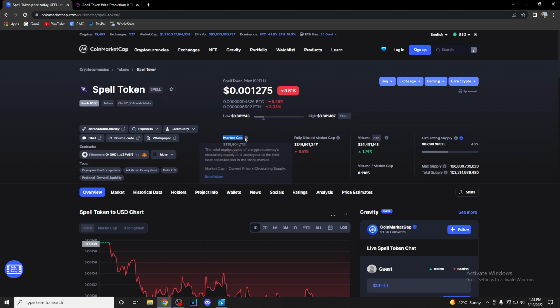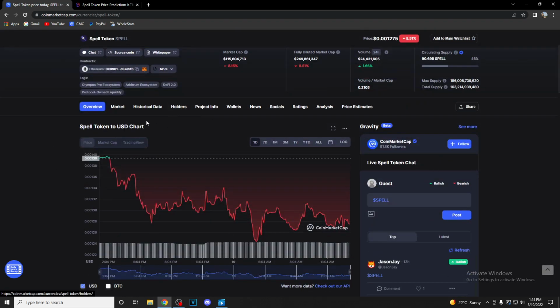But first, let's take a look at the market cap. As you can see, $115,604,713 is the current market cap of Spell Token, and it is down by 8.15%. Then we are having volume, which is luckily up by 1.74%, sitting at $24,451,148. So guys, basically, one key feature of Spell is, as you can see, they do not have an audit. Preferably, here would say Certik, but currently we do not have an audit on the Spell token, which is not a good thing.